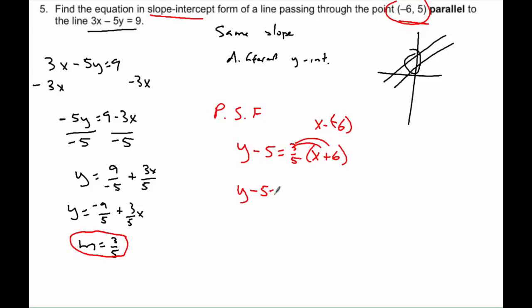y minus 5 is equal to 3/5 x. That's what I'm looking for, that 3/5 x. They have to match up because they are parallel to each other. 3/5 times 6 will be positive 18/5, because I'm multiplying 3/5 with 6 over 1, so that becomes 18/5. And I add 5 to both sides, and I get y is equal to 3/5 x.